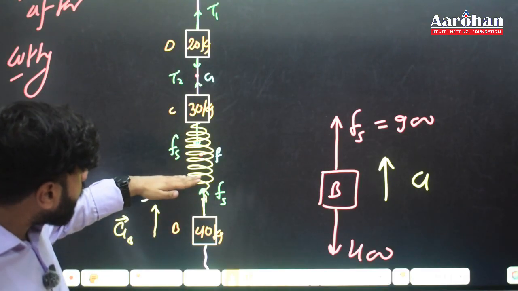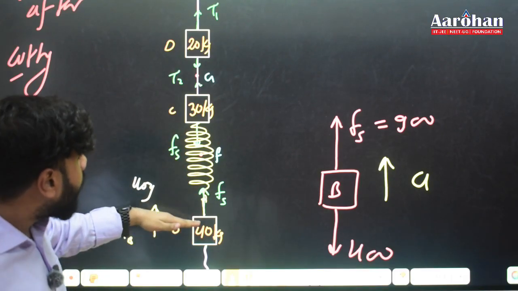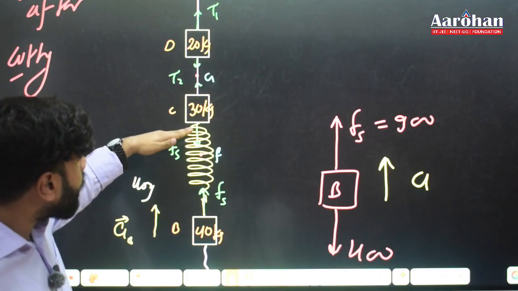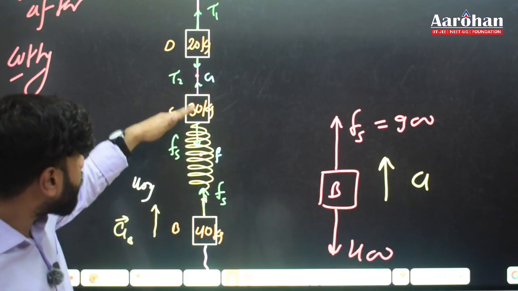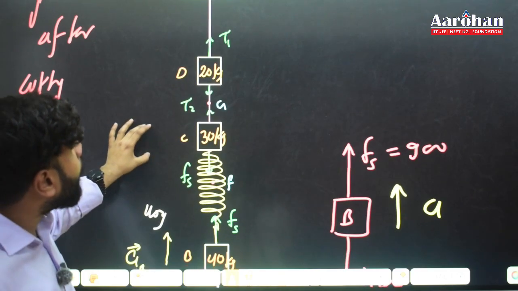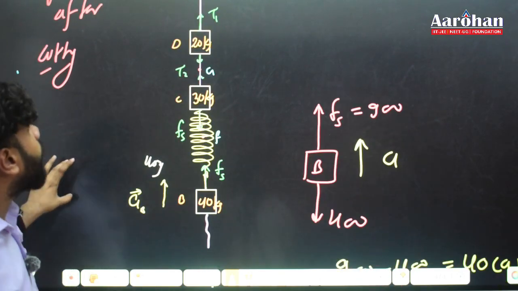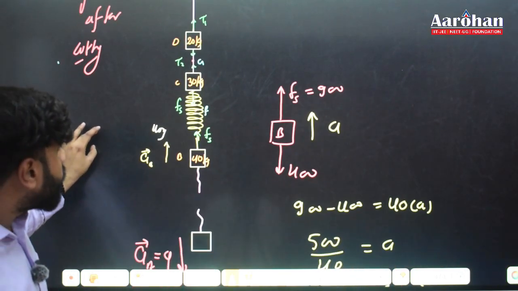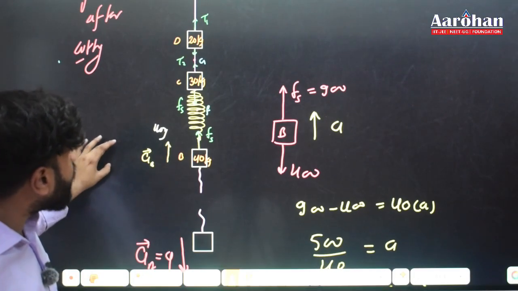This body will move upward, and then Fs will be 0. In reality, it will first go up and then start oscillating, so T1, T2 will also change. But the moment you cut, T1, T2 will not change.